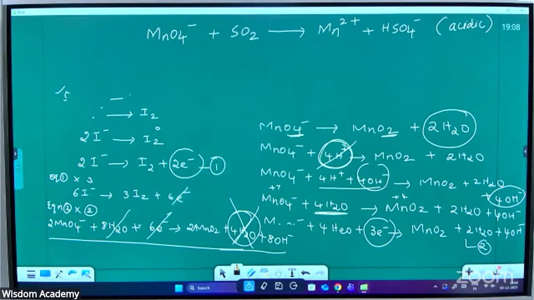P4 to PH3, oxidation number decreases, reduction. So another one, P4 to, no, this is a disproportionation reaction. Oxidation: P4 to HPO2 minus. Reduction: P4 to PH3. Coming week you have a redox monthly test.